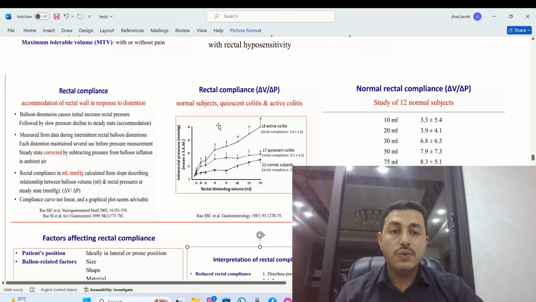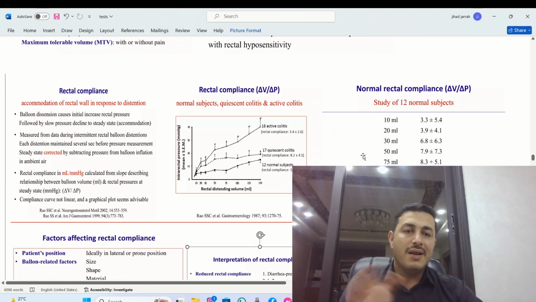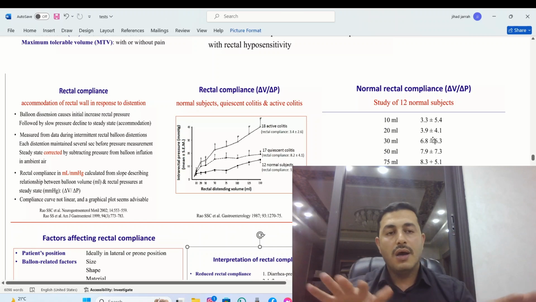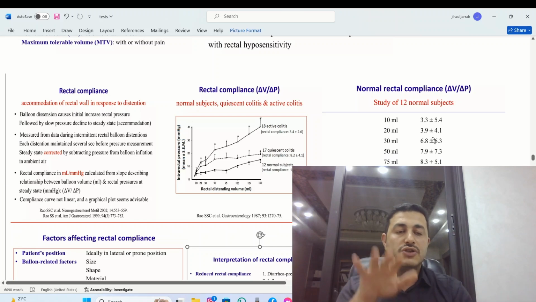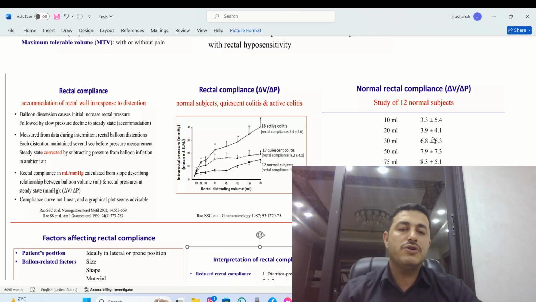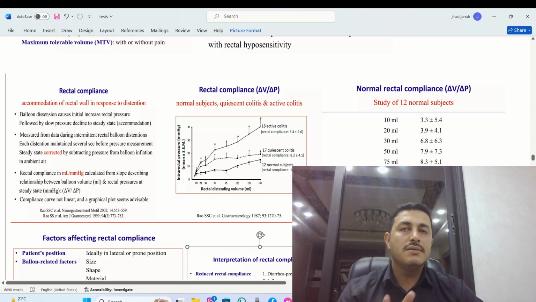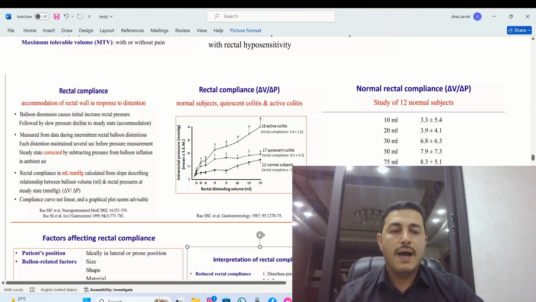Okay, what else do we want to add? The normal rectal compliance, which is the relation between the change in the pressure and the change in the volume, and the change in the pressure is about 10, 12 mmHg.